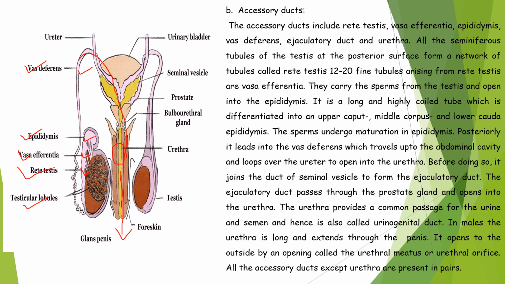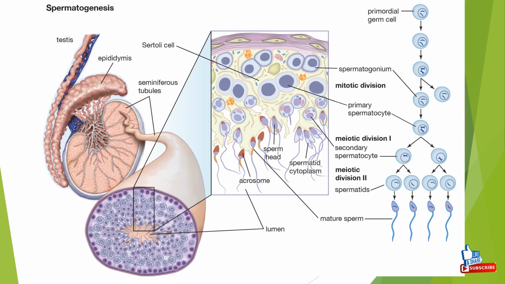Now in the next class we will see the process of production of sperm and the other parts, that is, the glands and the external genitalia part of the male reproductive system.